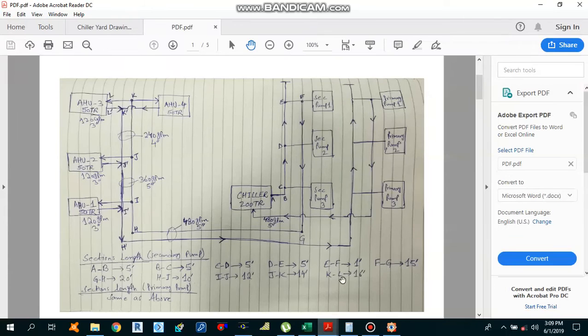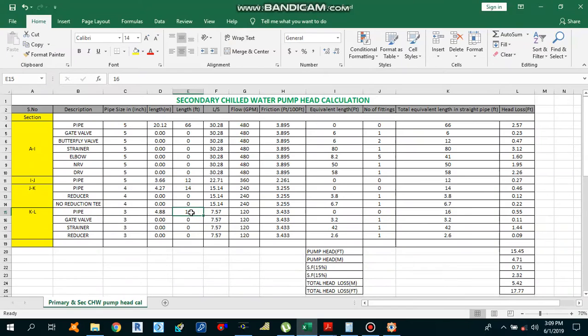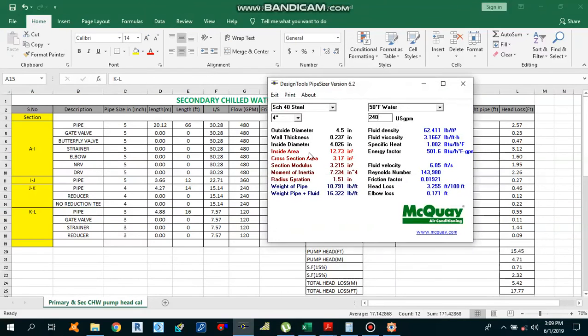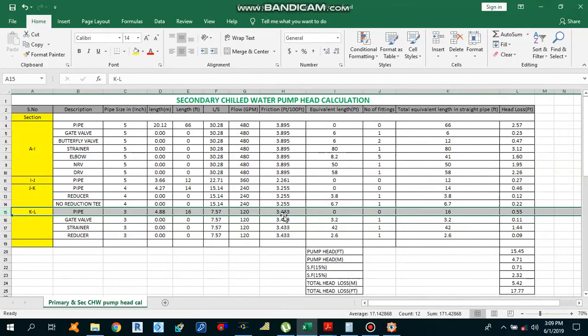Just confirm from there. K2L 16 feet. Okay, 16 feet which we have used over here for this pipe, 3-inch pipe size. Again we need to calculate this friction for this 3-inch pipe size with 120 GPM. Go to the pipe sizer tool, 3-inch pipe size, 120 GPM. Head loss is 3.433 feet per 100 feet.